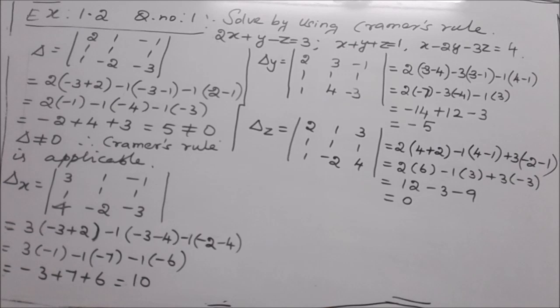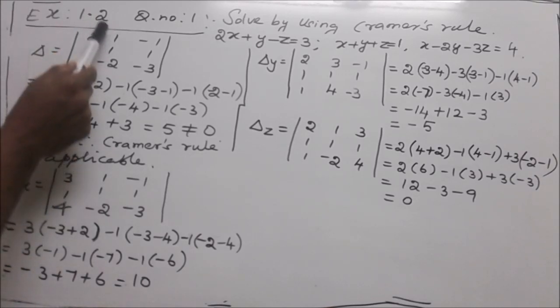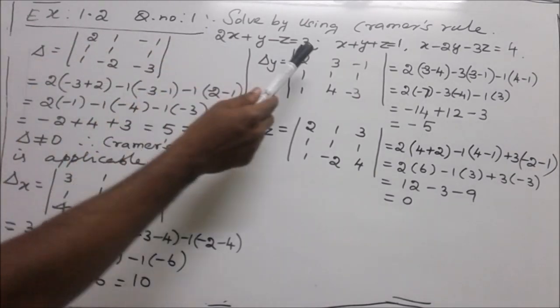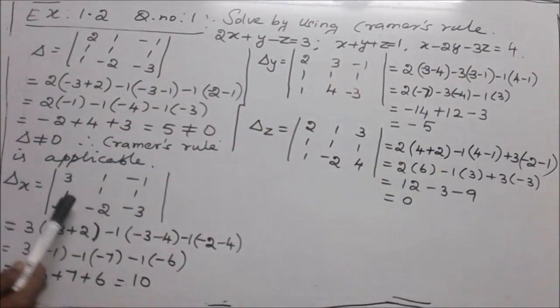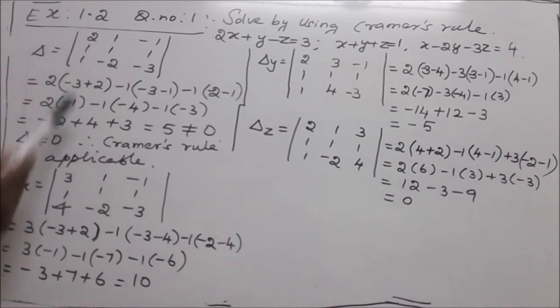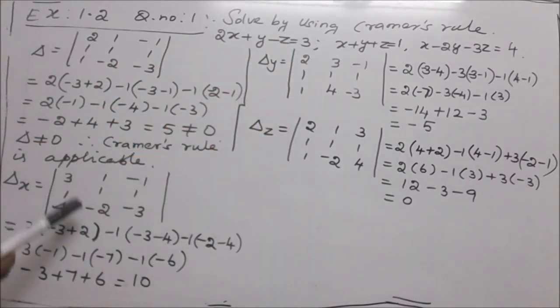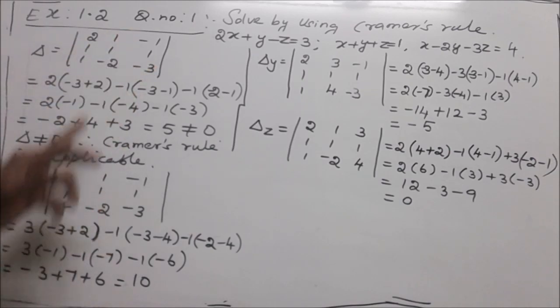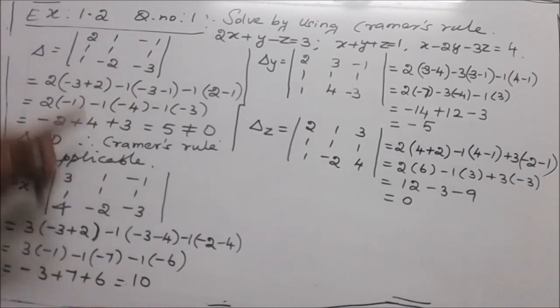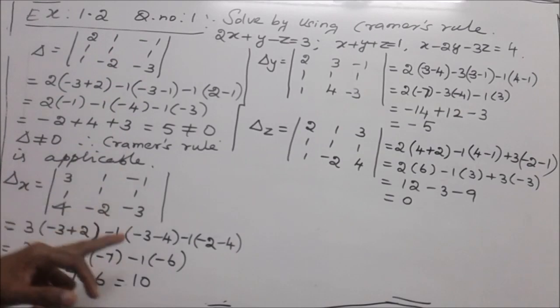Delta x is equal to, how to find delta x? Replacing the coefficients of x in delta by the constant values 3, 1, 4. So the coefficients of x are replaced, and the constant values 3, 1, 4 are applied here. The remaining two columns appear as they are: 1, 1, minus 2, minus 1, 1, minus 3.